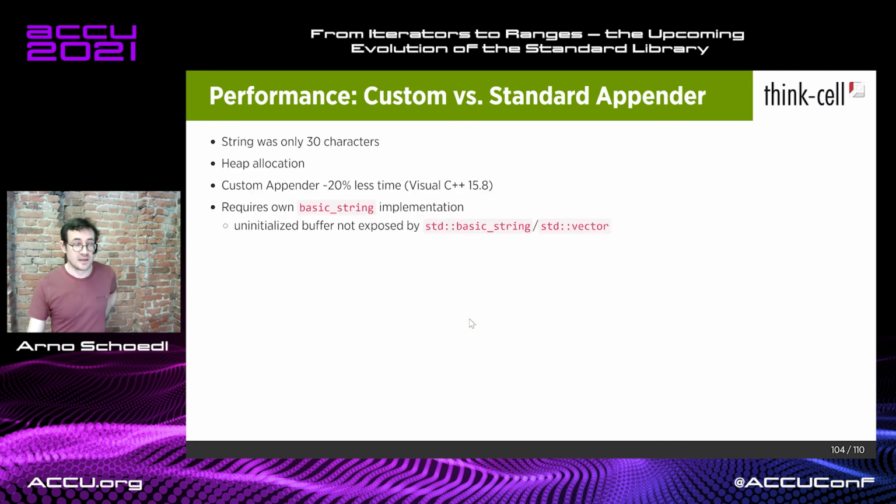And the string was only 30 characters long. And we actually included here the heap allocation. So we actually went to the heap, allocated the memory, and still the custom appender actually saved 20%, which is not bad. Of course, this requires us to rewrite the basic string. So we'd have to have our own basic string implementation, which we currently don't, because the uninitialized buffer is not exposed by the standard containers.